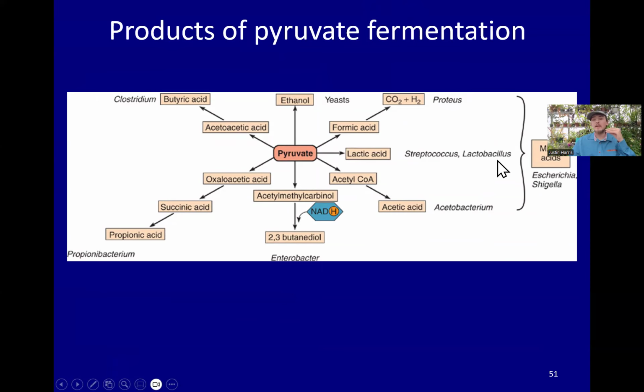For instance, Lactobacillus can make lactic acid like you would want for yogurt, or you could have yeast that takes pyruvic acid and breaks it down into ethanol. Or for instance, Enterobacter can make 2,3-butanediol. I don't know what that is, but you can make it with Enterobacter.